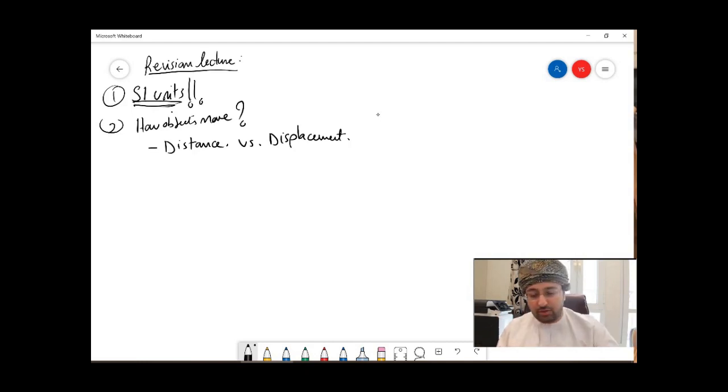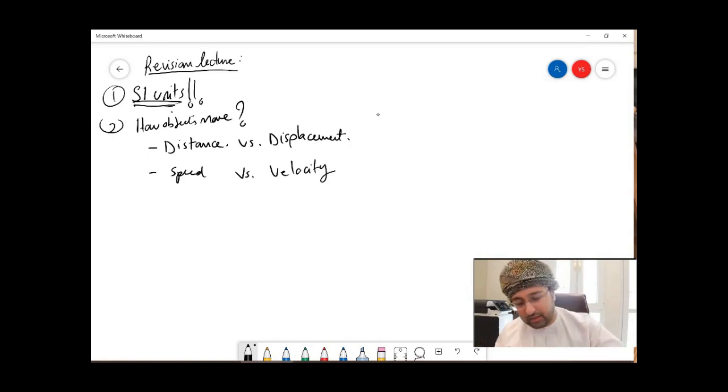Okay. Then we said speed versus velocity. And again, speed comes from distance, velocity comes from displacement. Speed is only a number, velocity is a number with a direction. If a question asks you for velocity, but you just give a number without a direction, you have not answered the question. You have not given velocity, you have given speed.